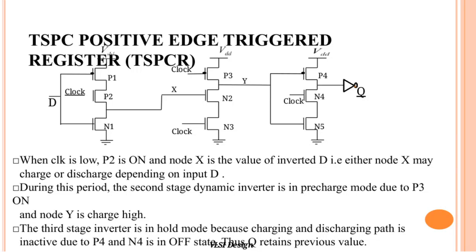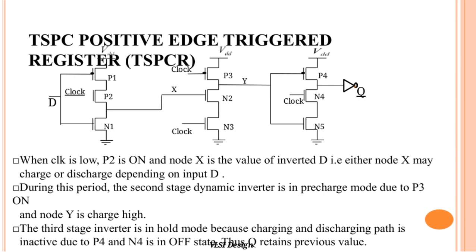Here we have the TSPC, or positive edge-triggered register. Let's break down what's happening during the clock cycle. When the clock is low, transistor P2 turns on. This means that node X holds the inverted value of the input D. So depending on D's value, node X can either charge or discharge accordingly.